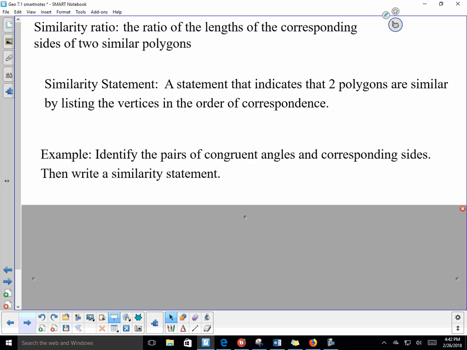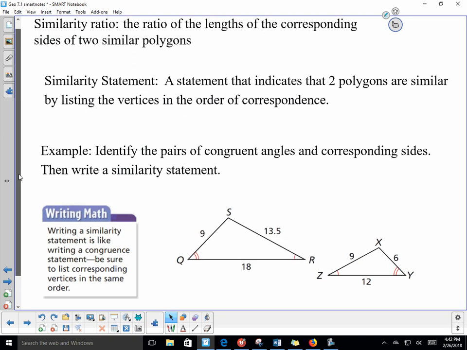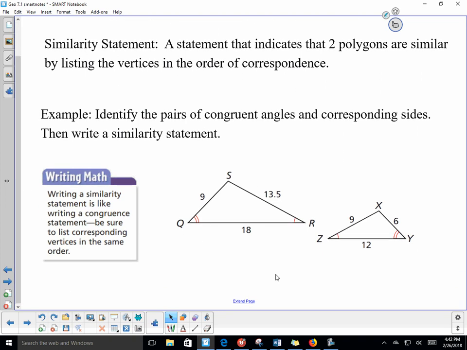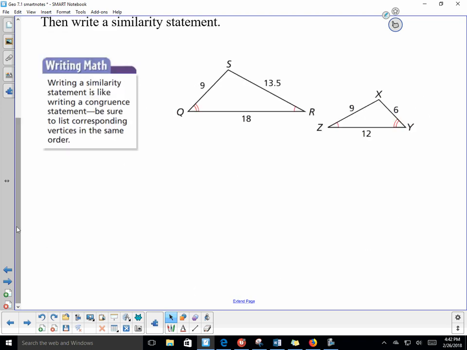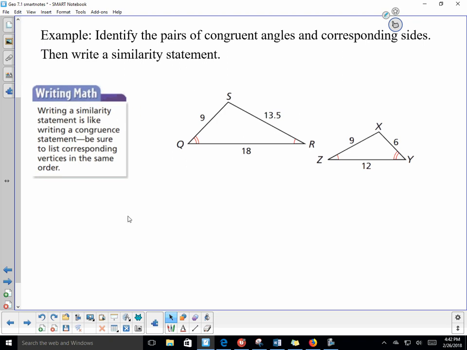All right, so let's take a look at this example. In this example, you are going to identify the pairs of congruent angles and the pairs of corresponding sides. Then write a similarity statement. Remember that writing a similarity statement is like writing a congruent statement, so be sure to list the corresponding vertices in the same order for each.